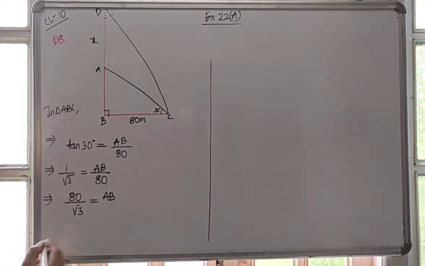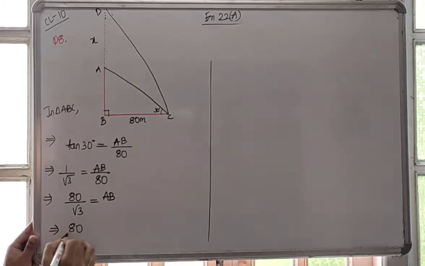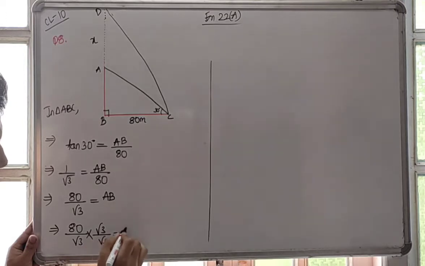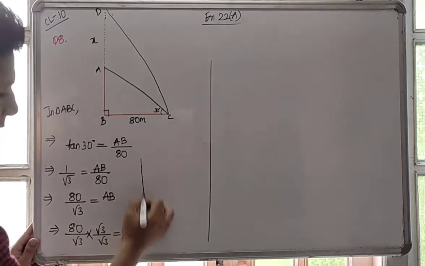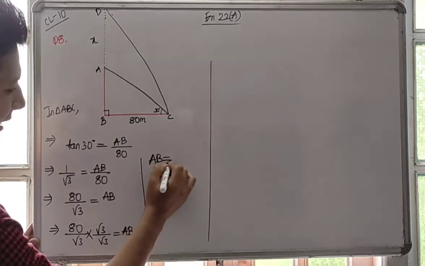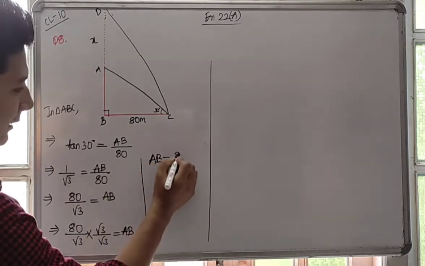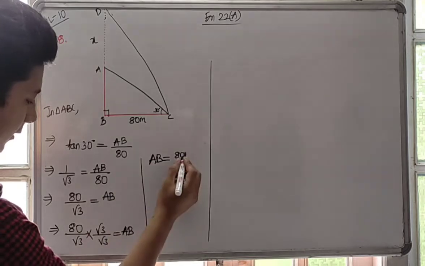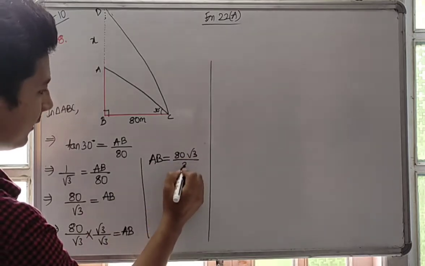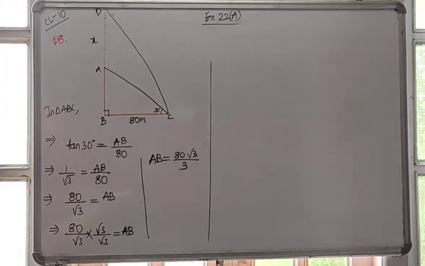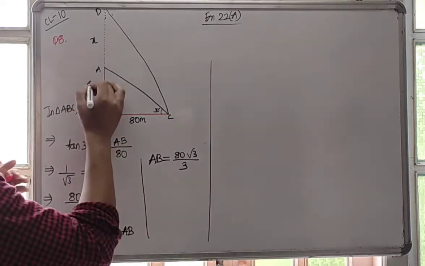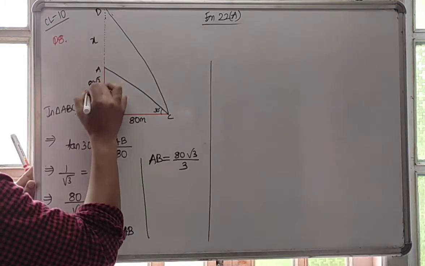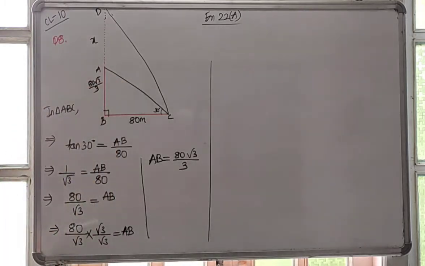So can we do rationalization? Obviously yes. So 80 by root 3 into root 3 by root 3 equals AB. Root 3 into root 3 is 3. So you will get AB as 80 root 3 divided by 3. This is the value of AB. AB is 80 root 3 divided by 3.